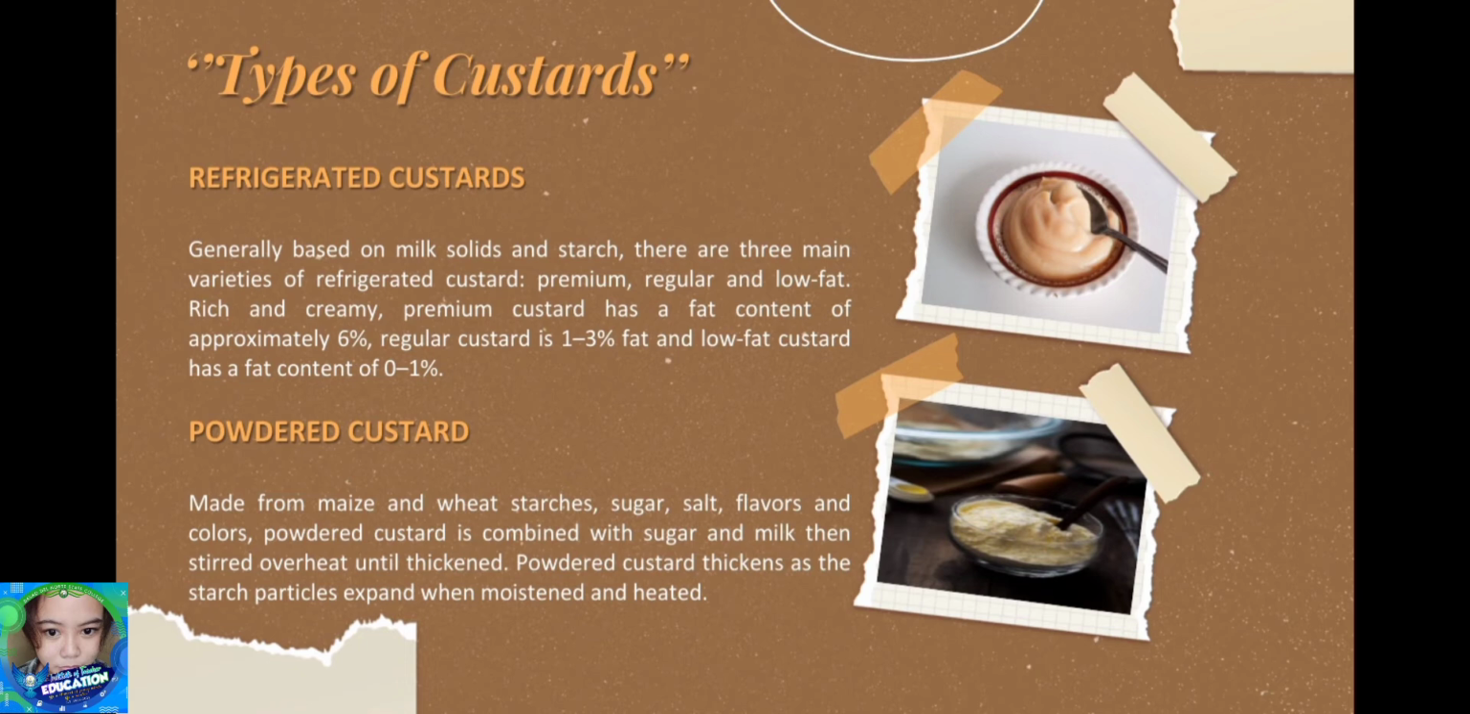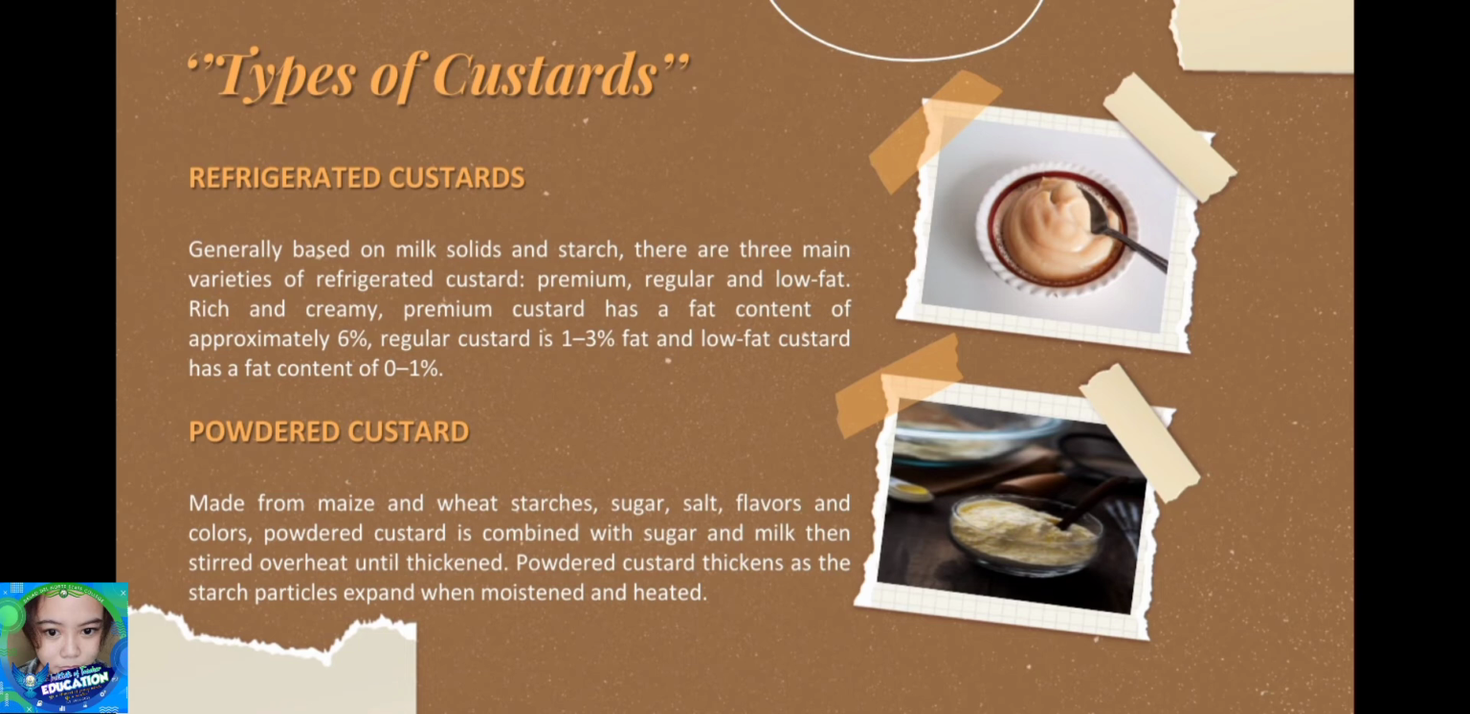So how do we refrigerate custard? Before refrigerating, just cook or bake custard. Let it cool about 5 to 10 minutes and then cover it with plastic wrap. Make sure that it touches the surface of the custard to prevent the milk proteins from forming a thin crust on top when refrigerated. Last one is the powdered custard.